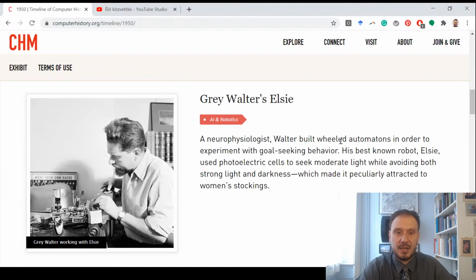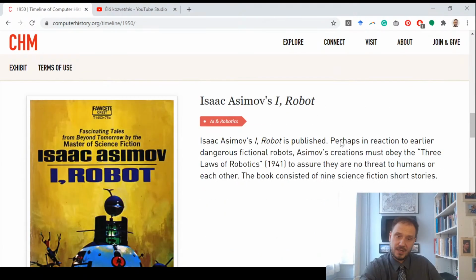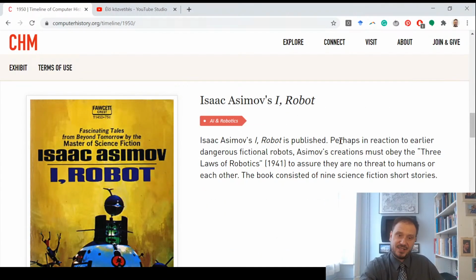An experimental robot called LZ used photoelectric cells to seek moderate light while avoiding both strong light and darkness. And the next book published by Isaac Asimov was I, Robot. I think that you have all seen the movie which was made like 10 years ago, I, Robot, that was based on this book.